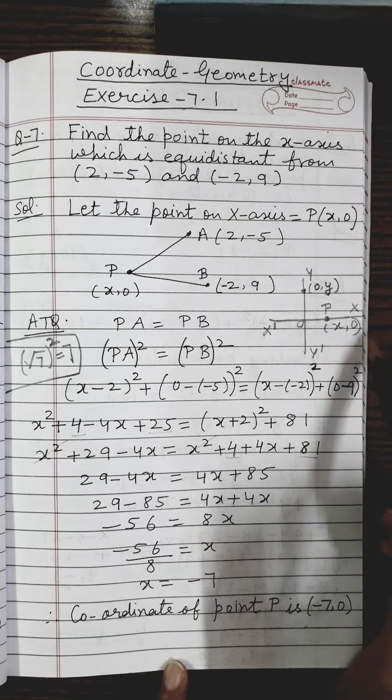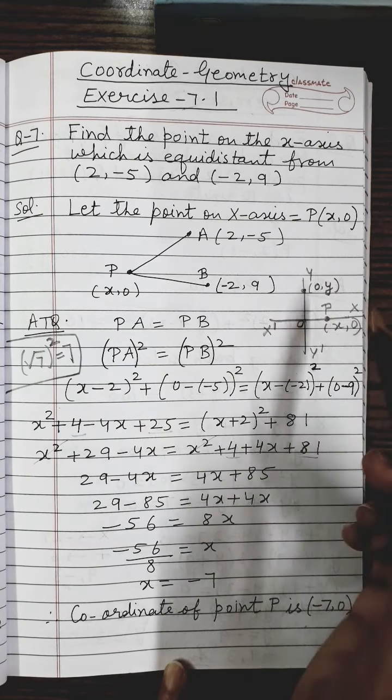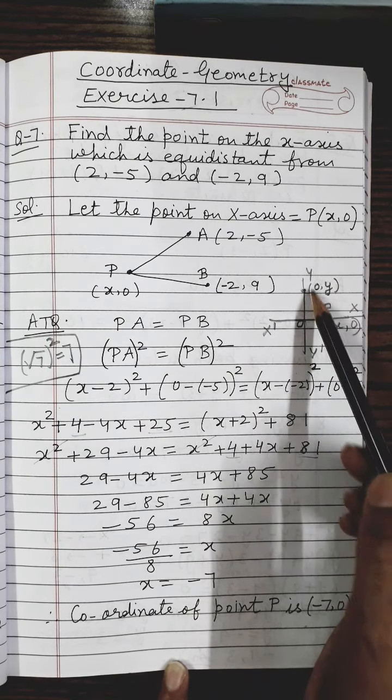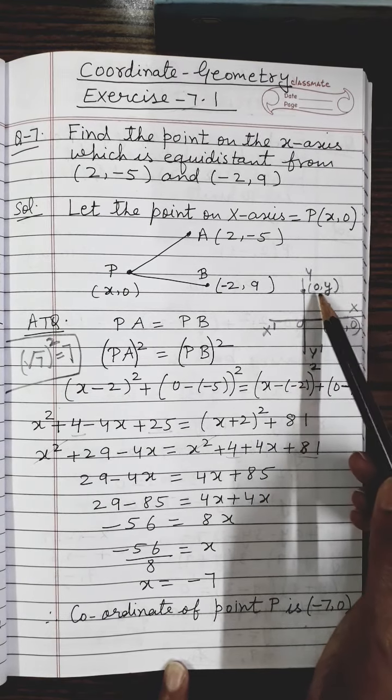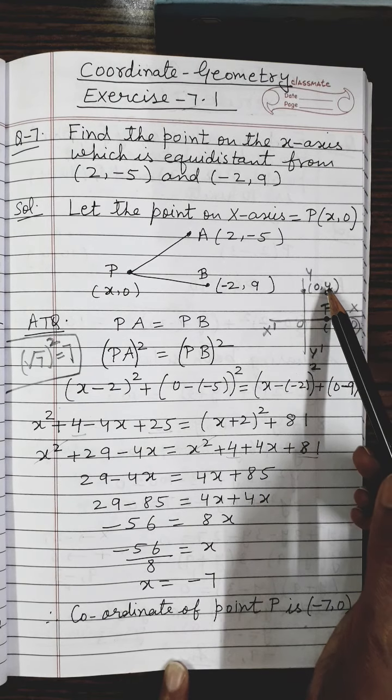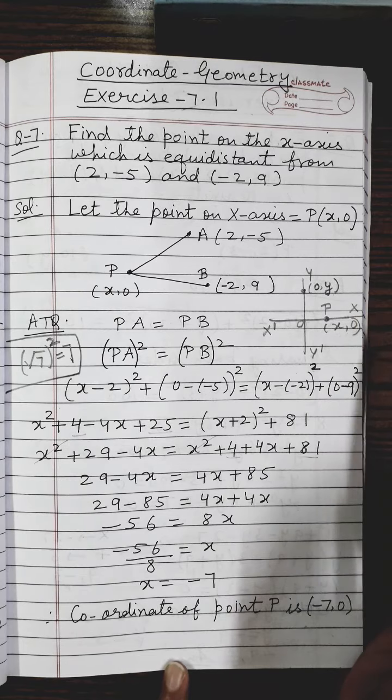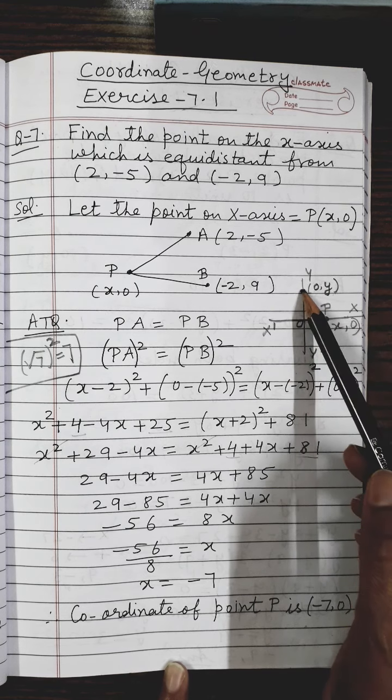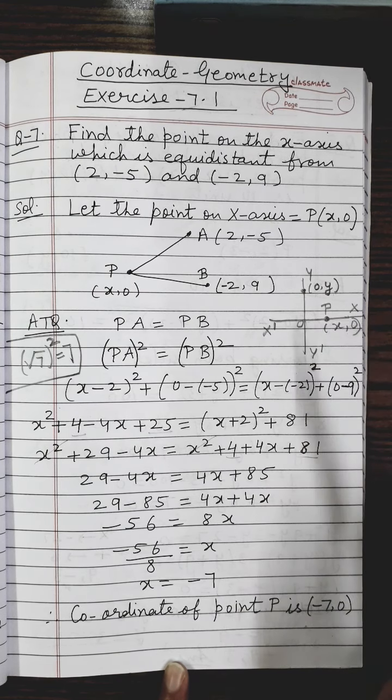Similarly, if the question is regarding the point lying on the y-axis, then you should know that any point lying on the y-axis will be of the form 0 comma y. Y is any constant number. So it means that if the point is lying on the x-axis, its y coordinate will be 0, and if the point is lying on the y-axis, its x coordinate will be 0.